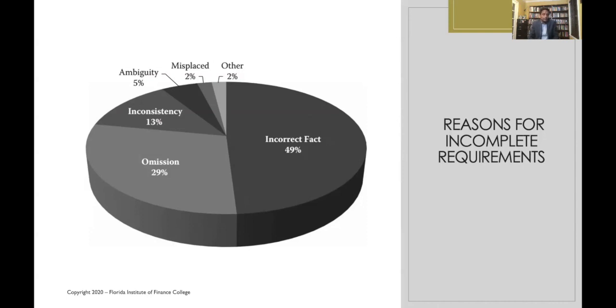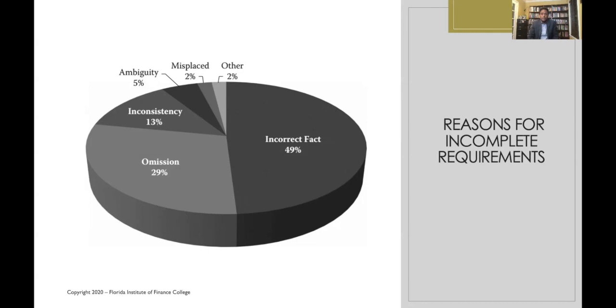actual information. And of course, 19% or 29% of the reason for incomplete requirements is omission. You may say that, well, this is not important, but if you omit one key component, then it will probably cost you down the road, because it has to do with the completeness of the project. Of course, inconsistency is another 13% of the reason why requirements are incomplete.